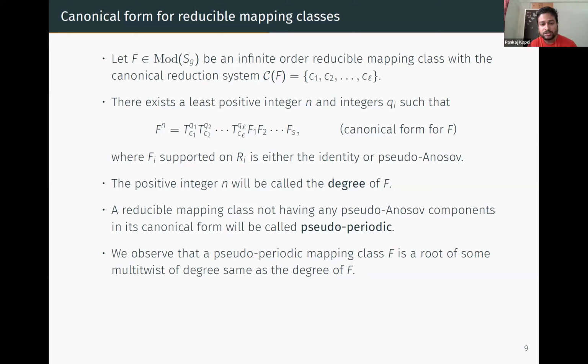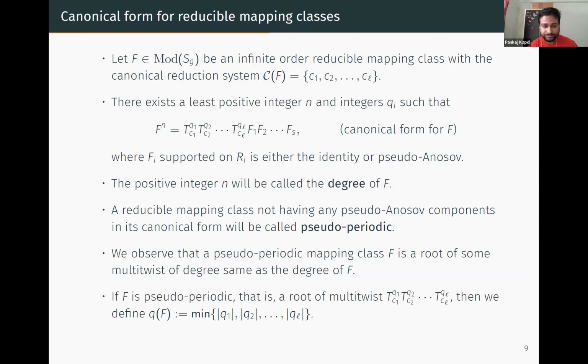So we had two notions of degree now. One is the degree of the roots, and one is this degree of a reducible mapping class, and they actually coincide for the pseudo-periodic mapping classes. And if this pseudo-periodic mapping class f is a root of, say, this multitwist, then I'll define this q_f to be the minimum of all the powers after taking the modulus sign. Okay, so this particular q_f I'll use later on.